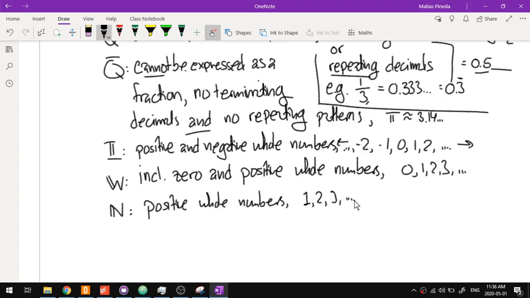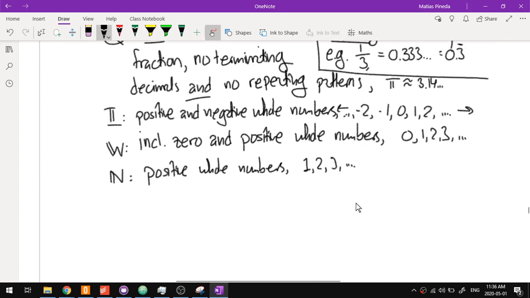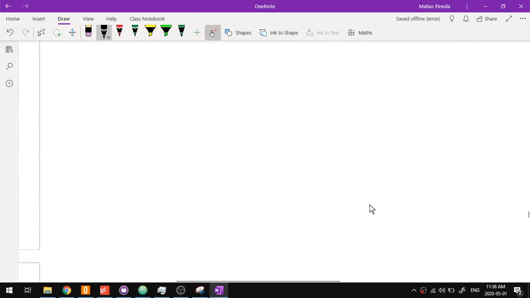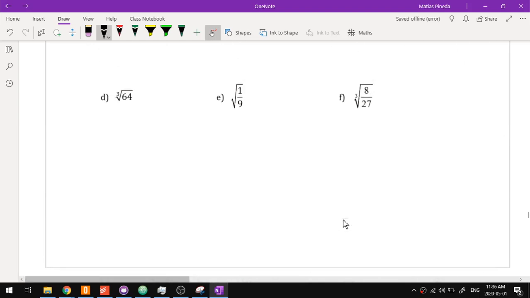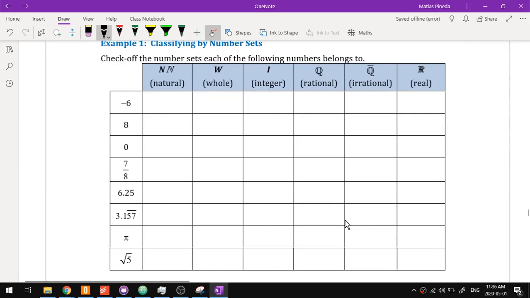Okay, so that's the classification that we're using here. And I'm going to leave it at this. There are examples in the workbook. On the next page, on page 41, you have this table where you get to classify numbers based on the set that they belong to. And that's going to be a wrap.